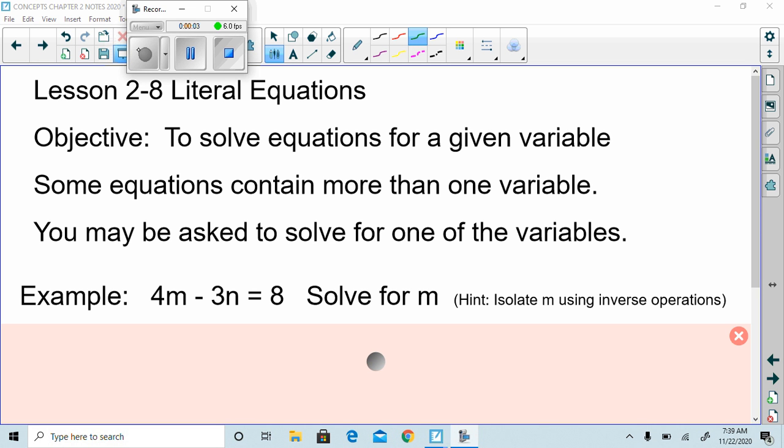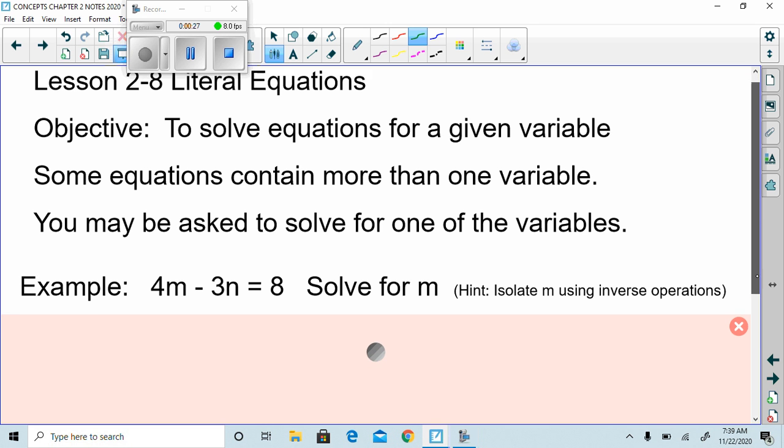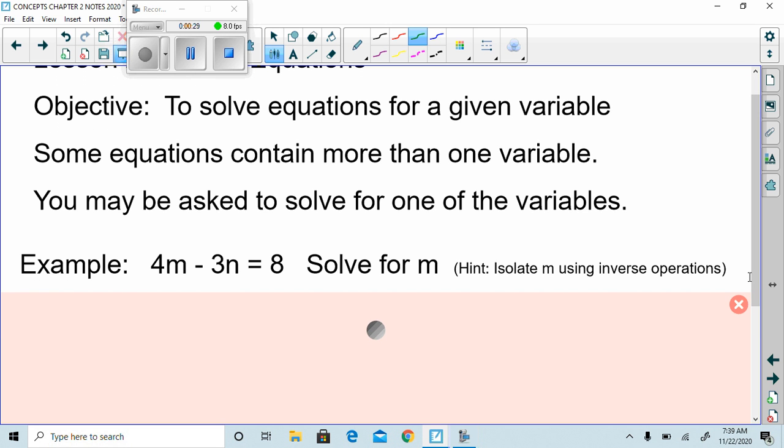Lesson 2.8. We're going to be looking at something called literal equations. These are just equations that contain more than one variable. Up until this point, we were solving for x. We were doing inverse operations to get x by itself. Now, instead of just x and a couple of numbers, there's going to be more letters involved, more variables. So we're going to be told to isolate one of those variables.